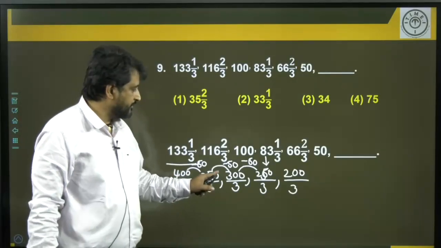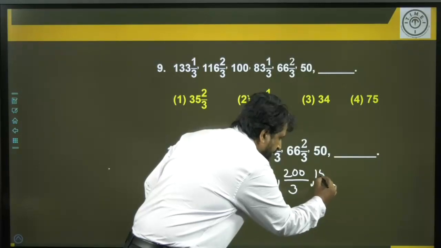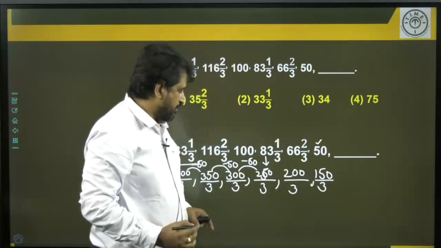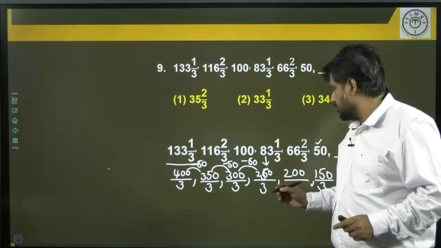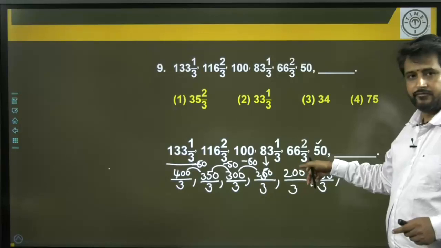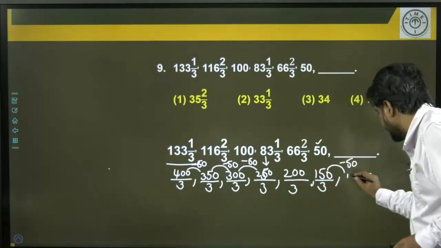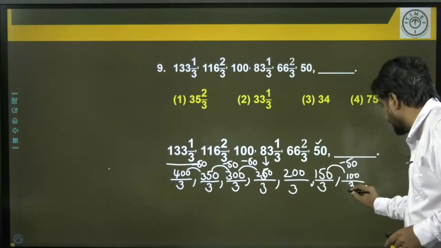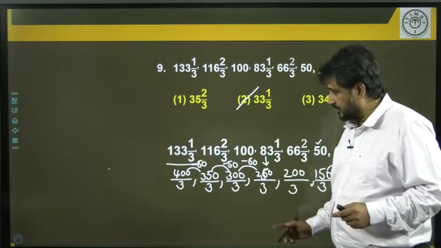So 400, 350, 300, 250, 200. So what will be next? 150. So 150 by 3, which gives 50. Now 400, 350, 300, 250, 200, 150. So what will be the next number? 100, because the numerator is getting reduced by 50. So 150 minus 50 is 100. And in all the cases the denominator is 3. So 100 by 3 is equal to 33 1 by 3. So this is one of the important models.